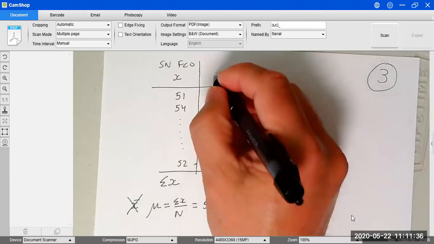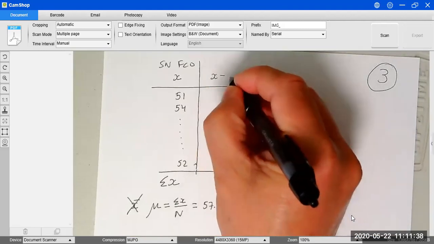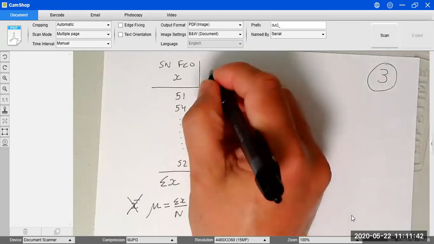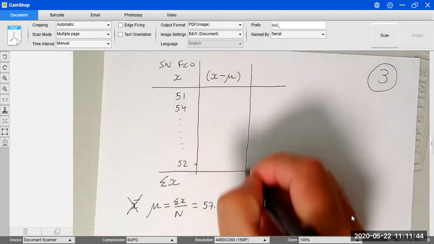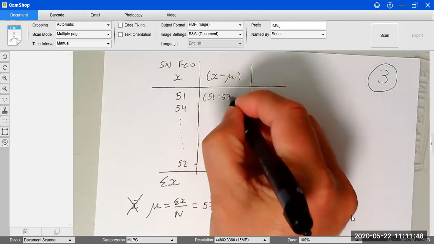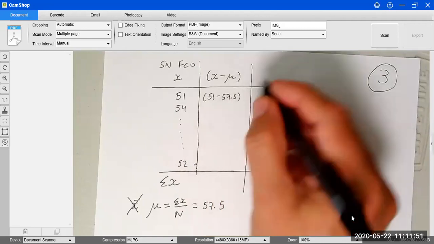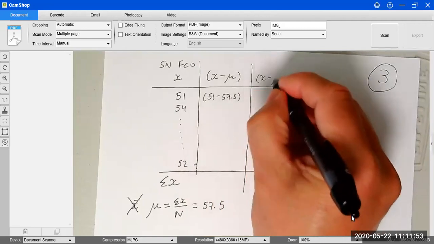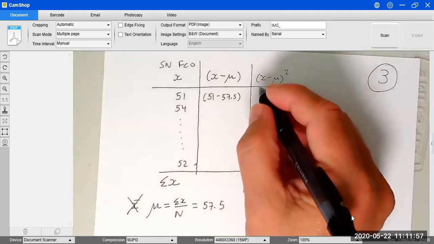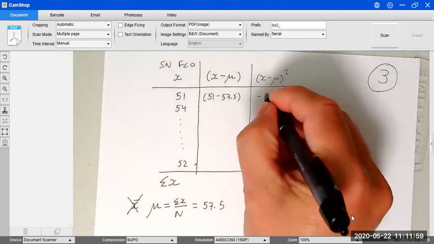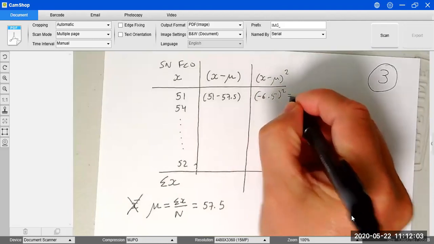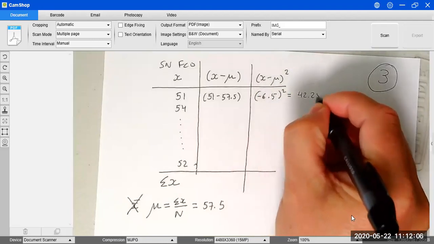So now the next column is going to be just the differences between every value and the mean. I can enclose this into parentheses. The first one is going to be 51 minus 57.5. Once you get the difference, you can use your calculator and square that value immediately. In this case, you get negative 6.5, and if you square it, you're going to get 42.25.